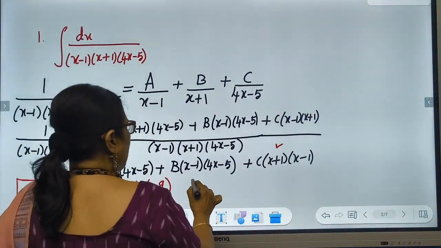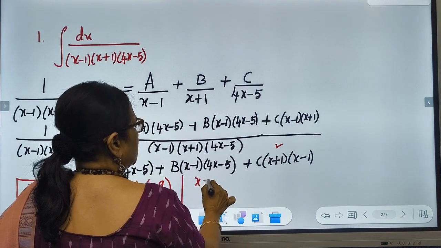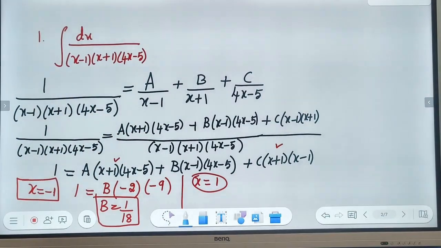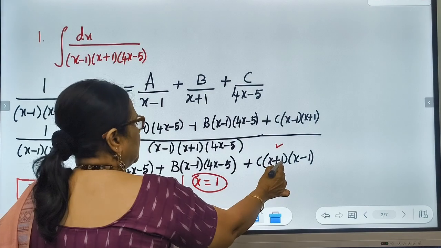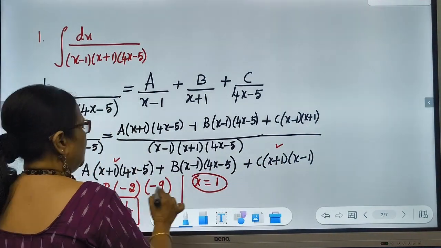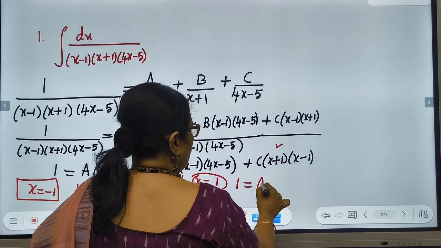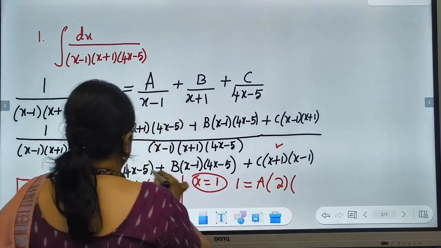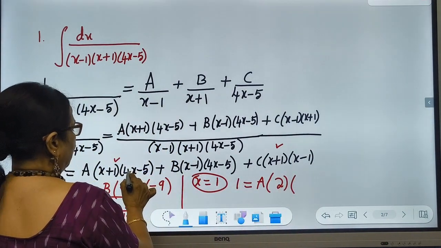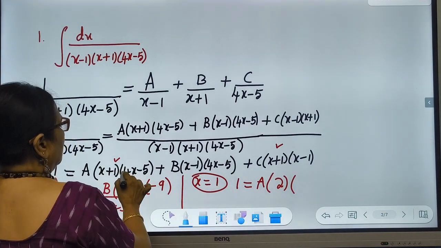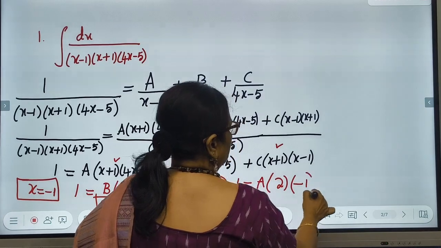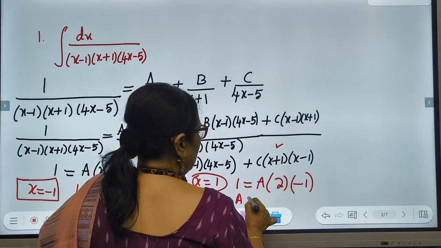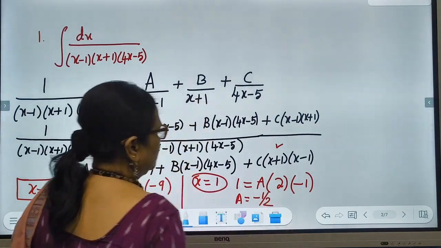Next, what value can I choose? Let me choose x equal to plus 1. When I put x equal to 1, the other two terms become 0. Only the first term is there, so 1 will be equal to A into 2, since 1 plus 1 is 2, into 4 minus 5, which is minus 1. So A equals minus 1 by 2.